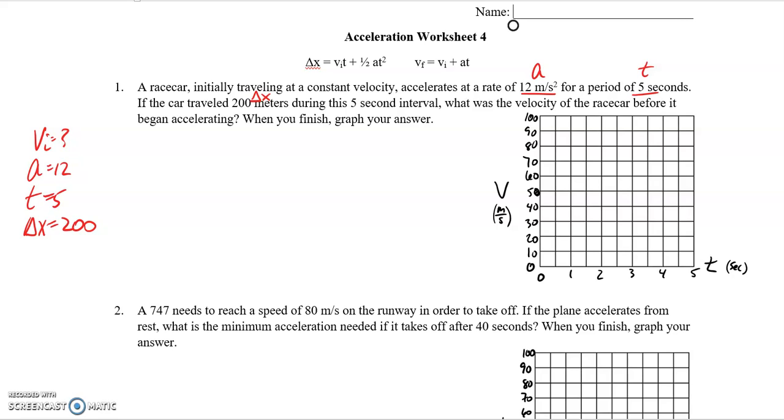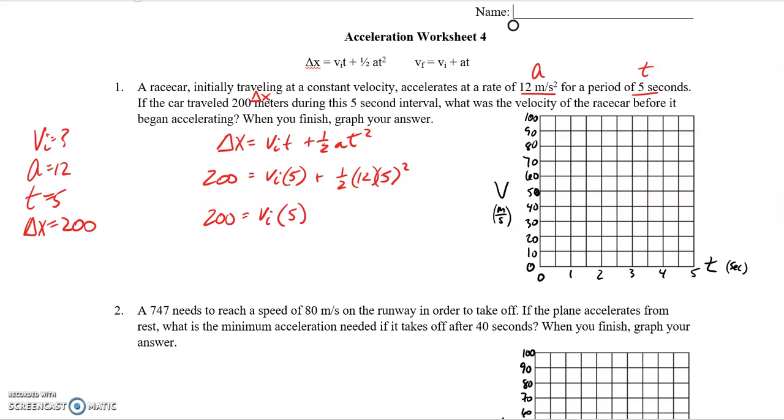The equation that can help me find VI with the information we've got is the first one. So delta X equals VIT plus 1/2 AT squared. I've got 200 equals VI times 5 plus 1/2 times 12 times 5 squared. So 200 equals VI times 5 plus 150. Subtract 150, you get 50 equals VI times 5. Divide by 5, and your initial velocity was 10 meters per second.